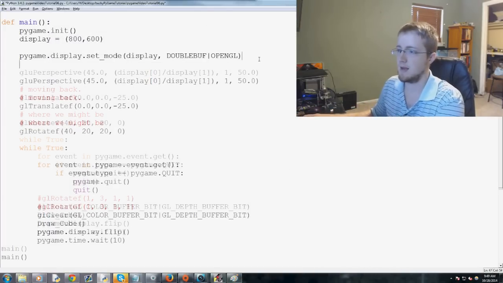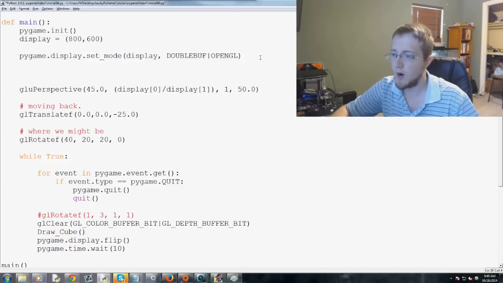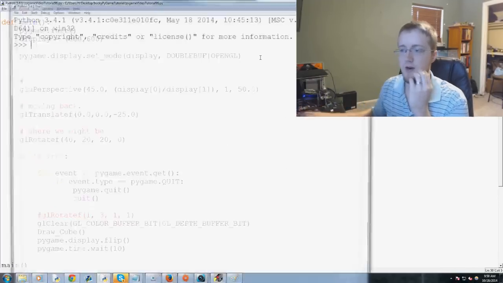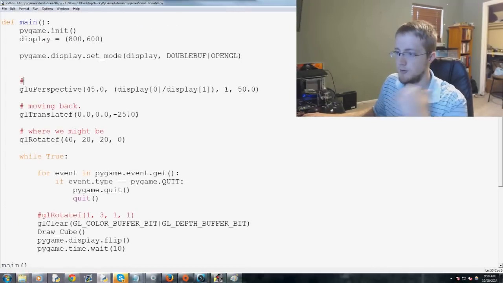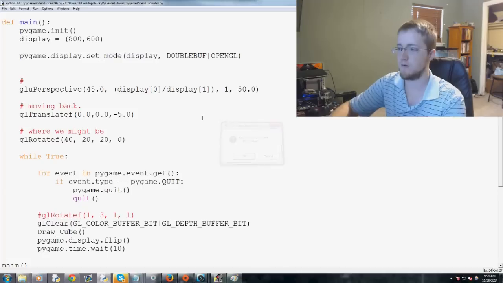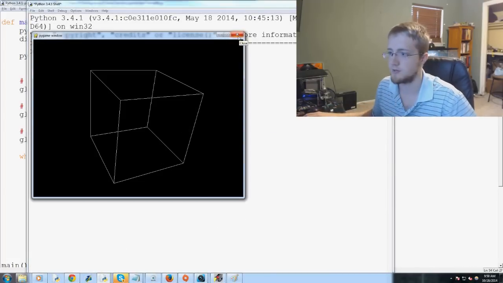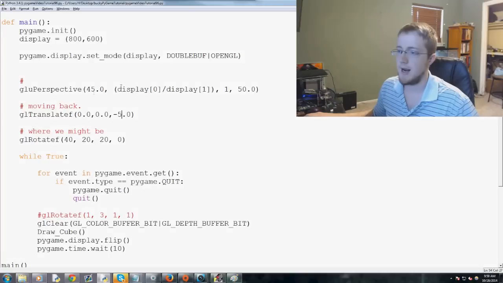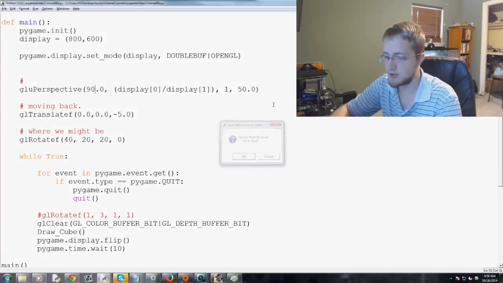And then we have GLU perspective. This one is basically where we are, but let's first visualize where we are. So there's our cube. Let's go ahead and bring the cube a little closer just so we can get a better feel for it. So let's do -5. Okay, so we're quite a bit closer to the cube. And let's change this 45 to a 90.